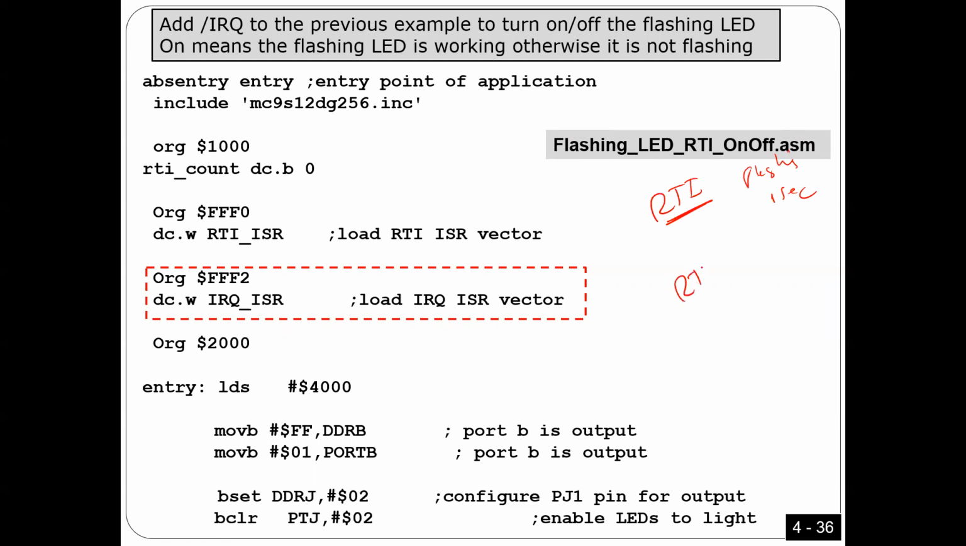On top of that, I'm gonna use IRQ to enable or disable RTI interrupts. So IRQ is connected to a push button, so that when I press the push button, RTI interrupts are disabled, no flashing. When I press the button again, RTI interrupts are enabled. You can see flashing and so on. Okay. So let me show the video of the flashing.